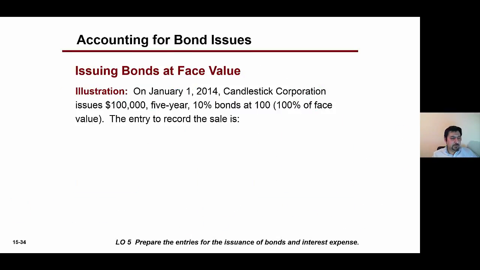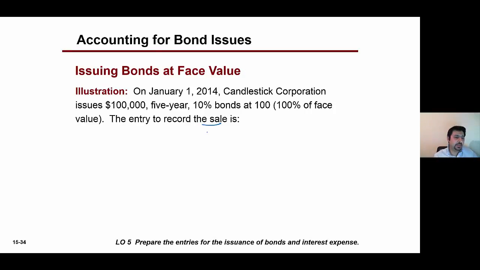Let's see how this works. On January 1st, 2014, Candlestick Corporation issues $100,000 5-year 10% bonds at 100, and when we say at 100, it means at 100% of face value. The entry to record the sale is here.